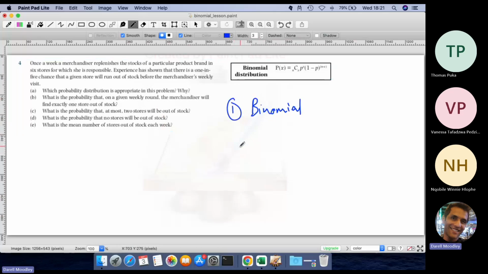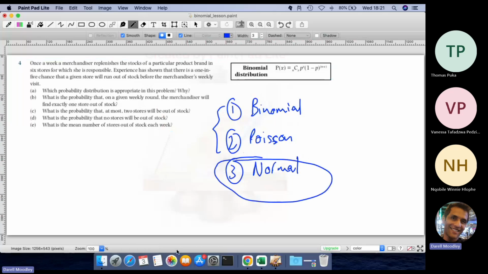The second one is the Poisson distribution. And the third one is the normal distribution. These are the three distributions you'll cover. Today, I aim to complete these two. And in the next synchronous session, I'll cover this one.